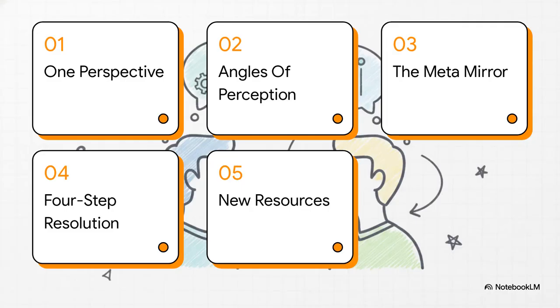Consider this explainer your procedural playbook. Here's our roadmap. First, we'll look at being trapped in one perspective. Second, the three angles of perception. Third, entering the meta mirror. Fourth, the four-step resolution process. And finally, reflecting on new resources.